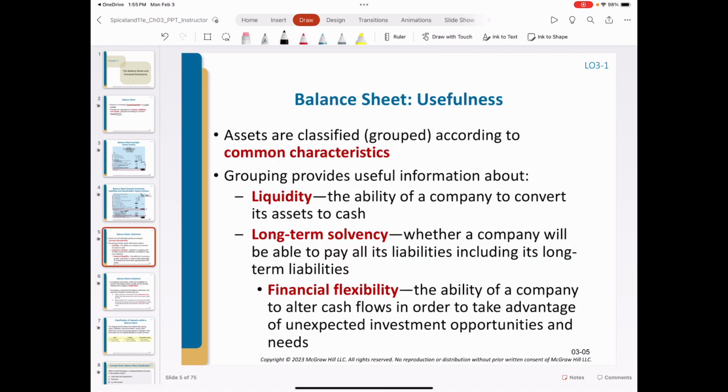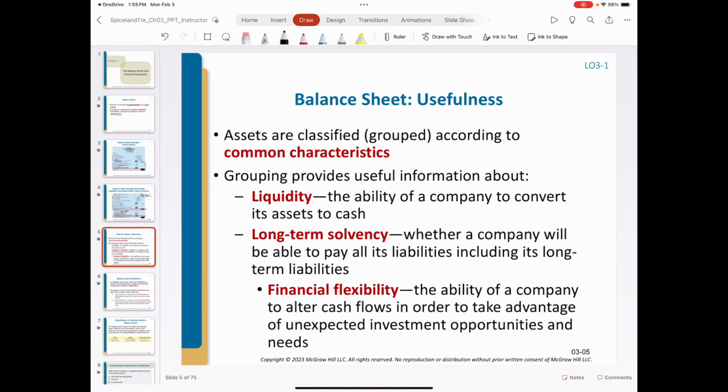The usefulness of the balance sheet: it reports a company's economic resources, capital structure, liabilities, and stockholders' equity. A lot of financial ratios that are used for analyzing a company's financial statements are derived from the balance sheet, so it is a very useful financial statement for financial statement analysis.